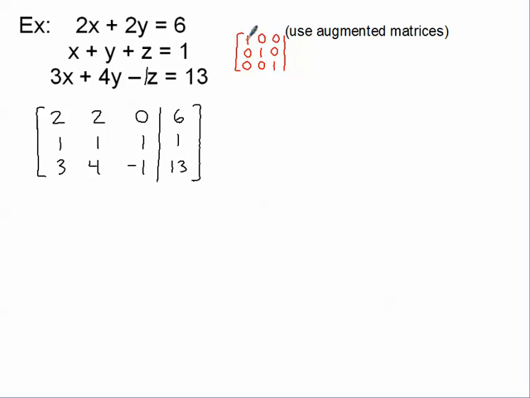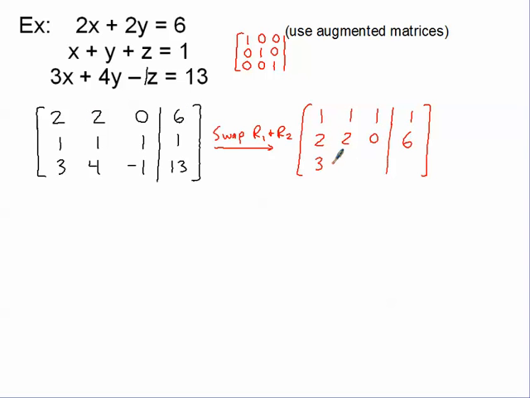So my eyes are right here up on the top left. I need that to be a 1. Right now it's a 2, so that's a shame. But some of you might be saying, wait a minute, here's a 1. How about I take all of this row and just swap it with all of this row? And that's a perfect first step. That's exactly what I'm going to do. I'm going to swap row 1 and row 2. So row 2 is going to come up top, 1, 1, 1, and 1. And row 1 is going to become row 2. So that's 2, 2, 0, and 6. Row 3 has not been touched.